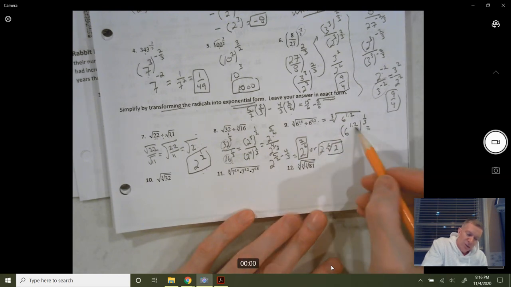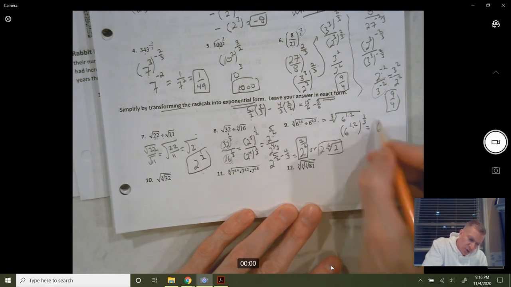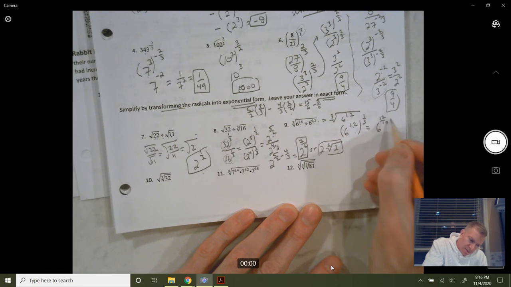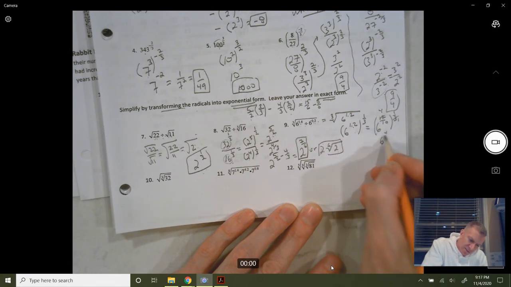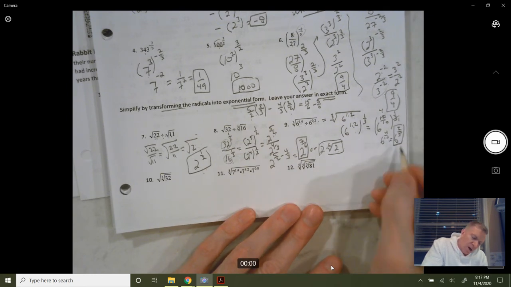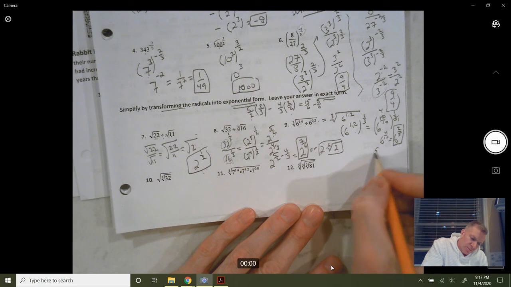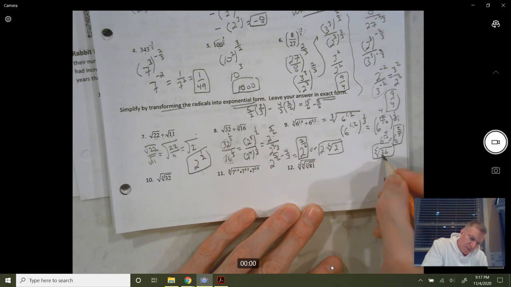Okay, sometimes it's easier to turn this decimal into a fraction. That's 6 to the 1.2 is 12/10, raised to the 1/3. And multiplying the exponents, because we have a power of a power, we can reduce the 3 and the 12 to 1 and 4. So we've got 6 to the 4/10, or 6 to the 2/5. So there's your answer in exact form. In radical form, it would be the 5th root of 6 to the 2nd. Radical form, exponential form. Okay.